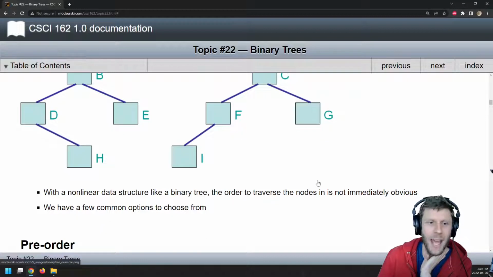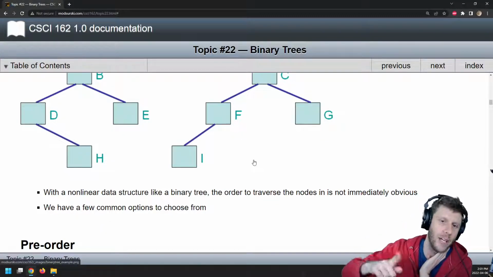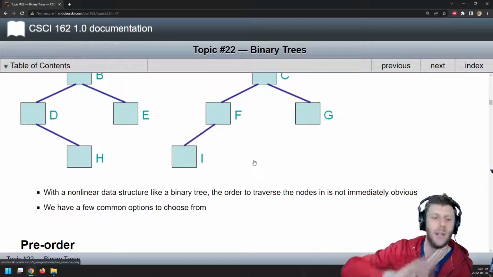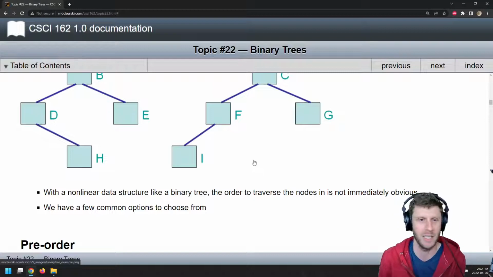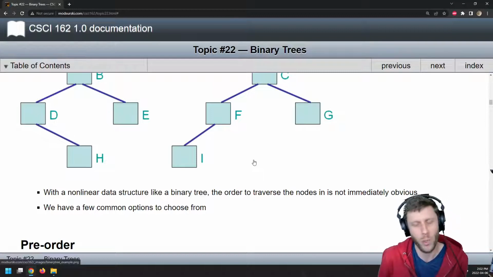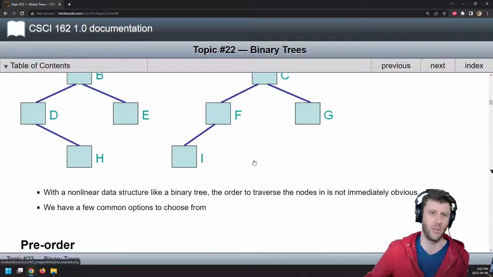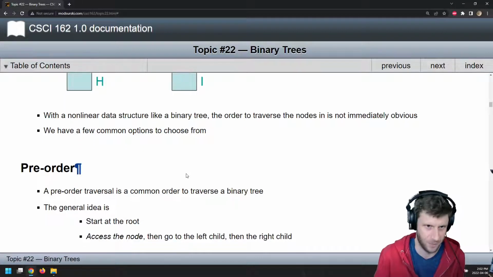So we have a few common options, and we're going to talk about four: pre-order, in-order, post-order, level order. Pre, in, and post are going to be remarkably similar in algorithm, but will appear a little different in terms of what we get, but the algorithms are going to be hilariously similar.